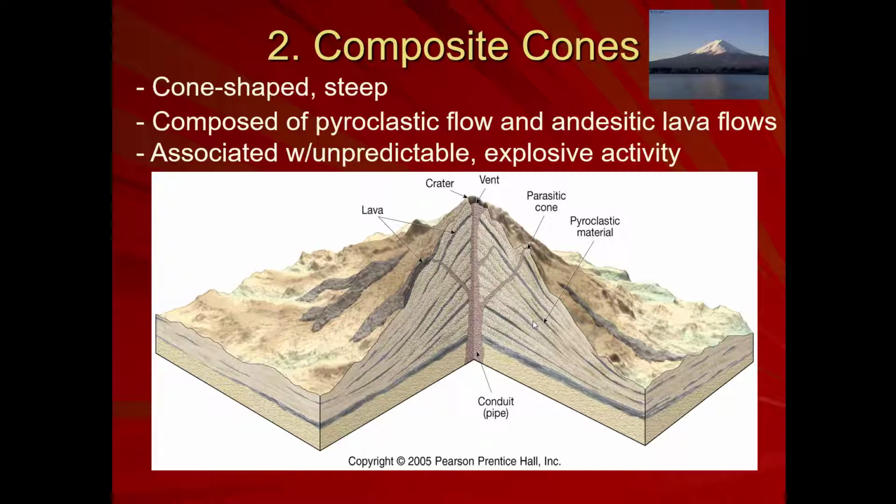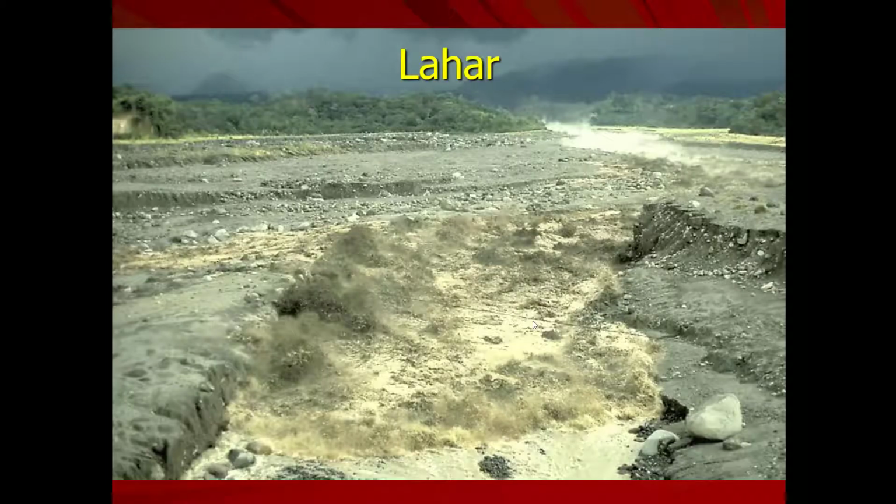Each one has its own cycle. Some erupt with some regularity, some erupt mostly steam, and there can be hundreds of years between eruptions. And when they do erupt, you don't know if it's going to be a small eruption or a devastating eruption. Also associated with composite cone volcanoes are hazards called lahars.